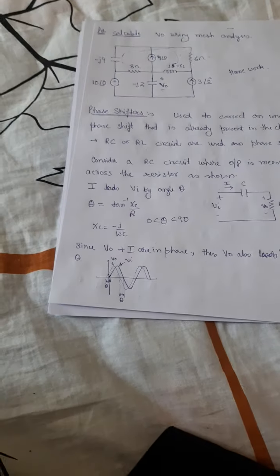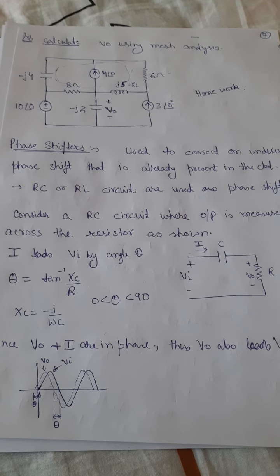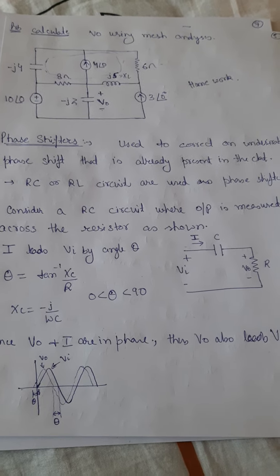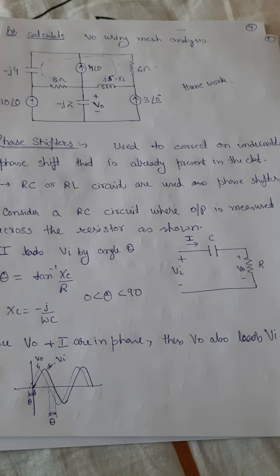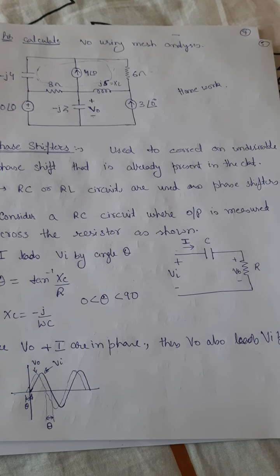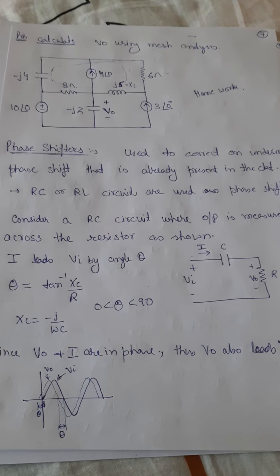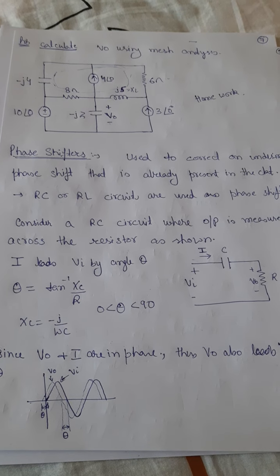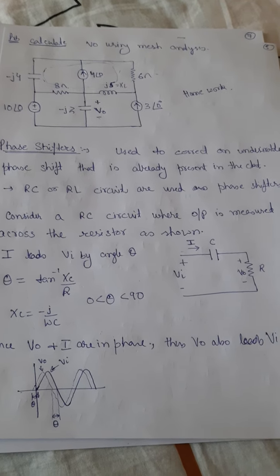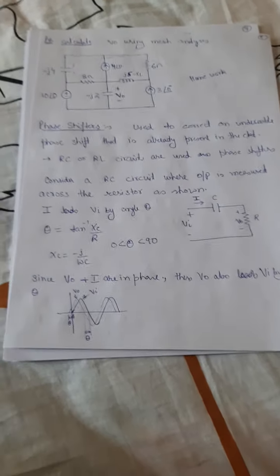So what is a phase shifter? Basically there are circuits in which there is an undesirable phase shift, and we want to remove that undesirable phase shift. For that, these phase shifter circuits are used. The simple example of a phase shifter circuit is a simple RC circuit or an RL circuit, because in case of an inductor or capacitor, current and voltage are out of phase, not in phase. However, in case of a resistor, the current is in phase with the voltage.